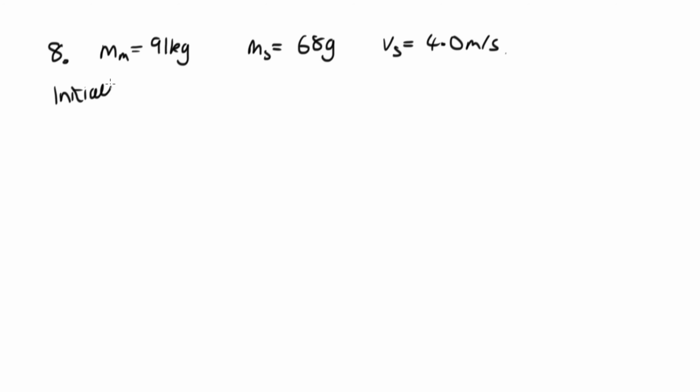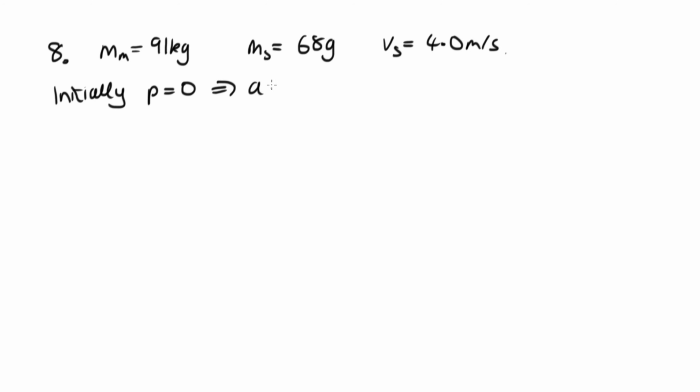Okay, this is problem 8. In this one we have a man lying on ice. The mass of the man is equal to 91 kilograms. He pushes a stone. The mass of the stone is equal to 68 grams, and he pushes it away from himself with a speed of 4.0 meters per second. And we're asked, well, what speed does the man acquire due to this? Okay, so initially everything's at rest. So initially the momentum is equal to 0.